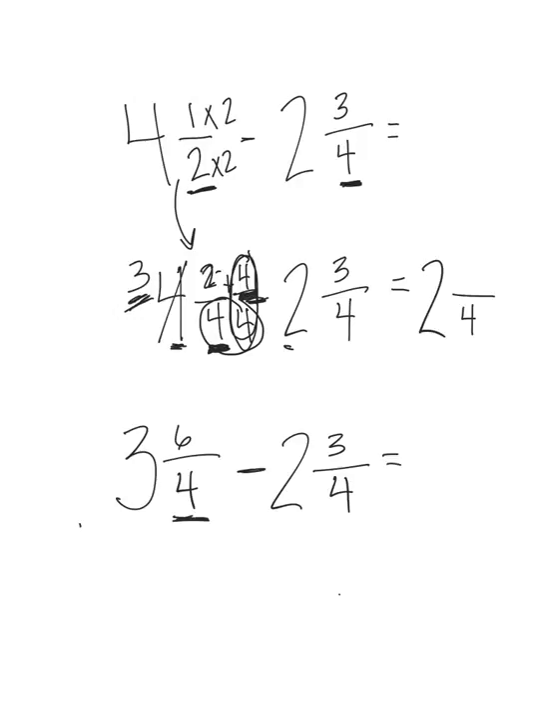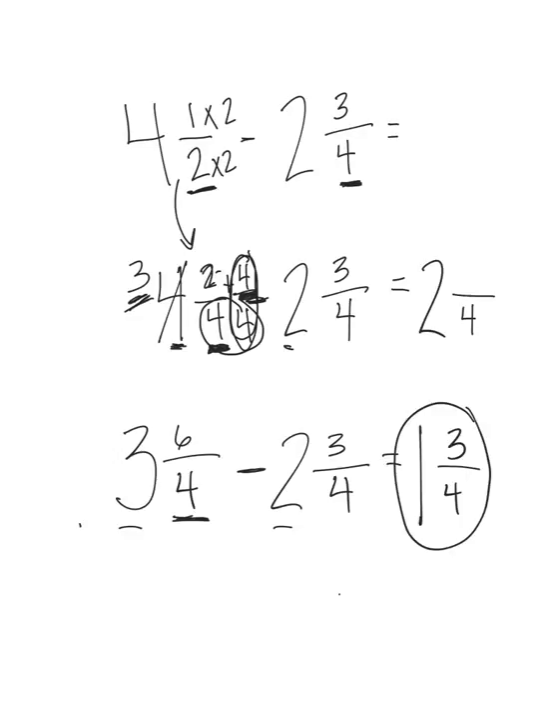Well, now let's subtract it and see if we're able to do it. Go ahead and subtract your whole numbers, which is 3 minus 2 is 1. And remember, our denominator stays the same, which is 4, because we're talking about fourths. And then now let's see if we can subtract our numerators. Well, can I do 6 minus 3? Well, yeah, 6 minus 3 is 3. So 4 1/2 minus 2 3/4 is 1 3/4.